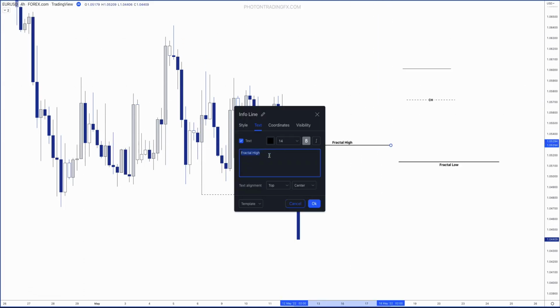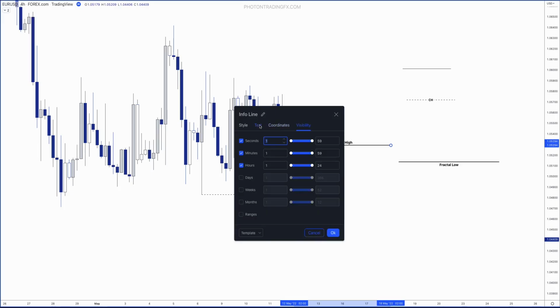So say you open this up, there's a text box up here. You can add whatever you want. So like "fractal high", I've done "fractal low" for the other one, right? Because you can put the text in the middle or the bottom, center, left or right. You can play around with that. It's all reasonably self-explanatory: text size, color, etc., what time frames it will appear on, all that fun stuff.